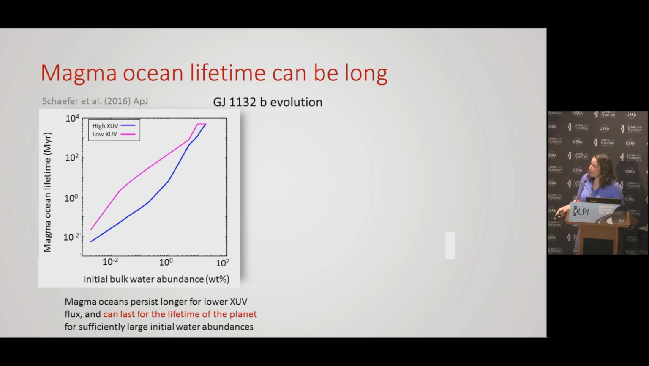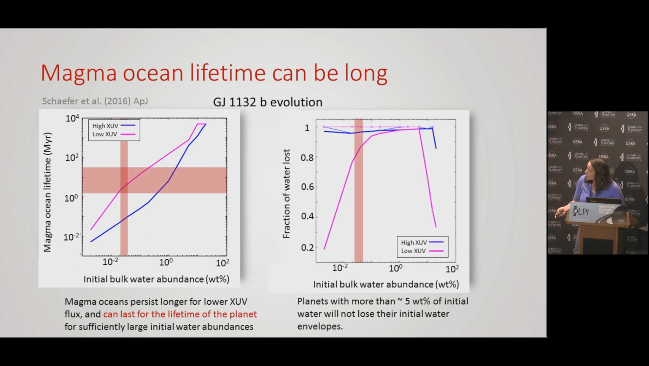So here we can look at how long the magma ocean can last for different abundances of water. Let me just bring this all up. So the magma ocean lifetime is strongly dependent on the bulk water abundance of the planet. So we're taking this planet and starting off with different initial water abundances. And again, there's these 2 different XUV evolution models.